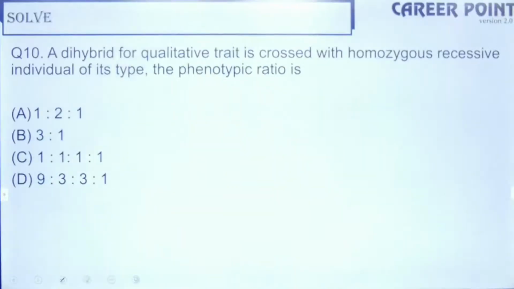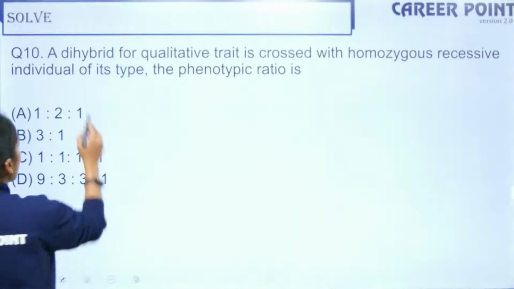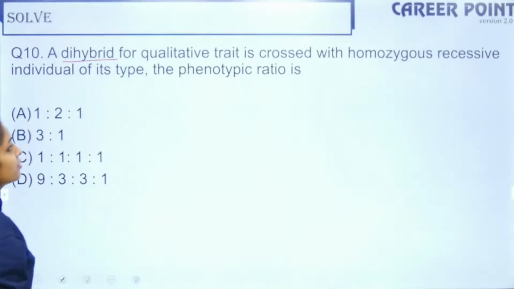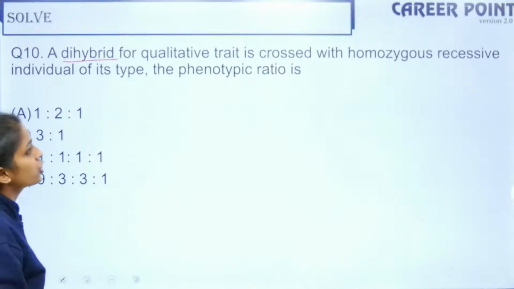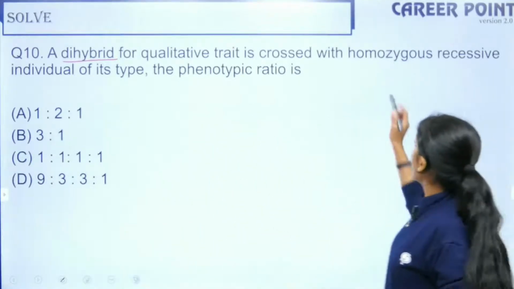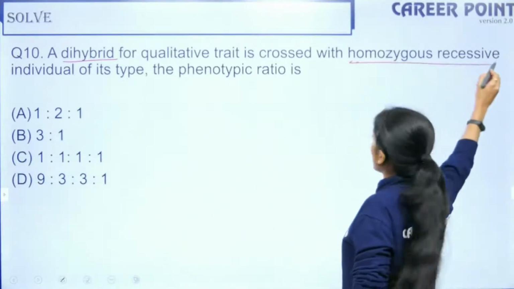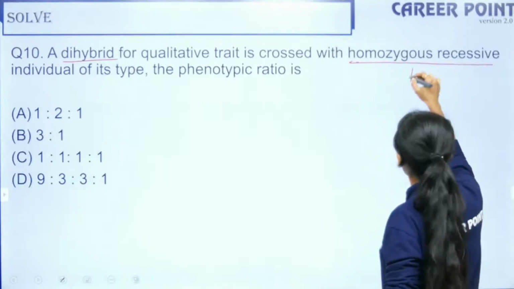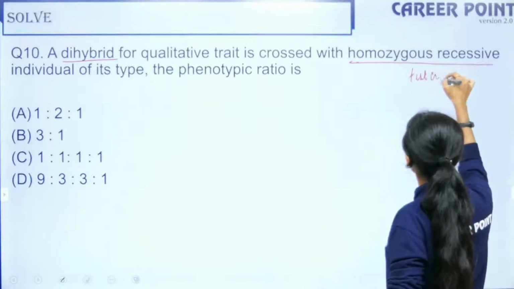Okay, moving forward, question 10. A dihybrid for a qualitative trait is crossed with a homozygous recessive individual of its type. The phenotypic ratio is. So it is crossed with a homozygous recessive, meaning it is your test cross. Now give me the answer.